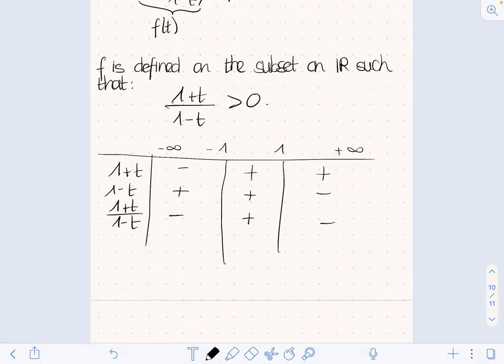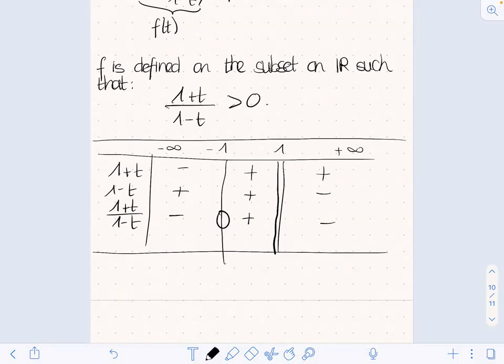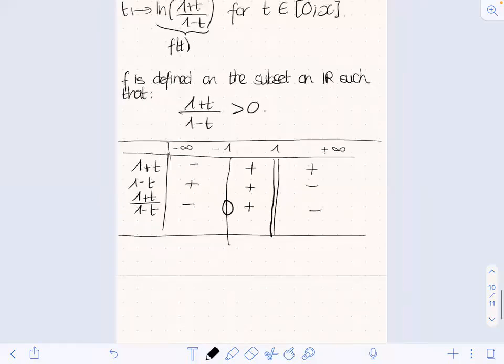In particular, we need to exclude this value because the denominator just explodes at that value, and we'll get 0 here. So where are we going to look at 1 plus t, 1 minus t if we want the logarithm function to be well defined? Yeah, t has to be between -1 and 1 excluded.